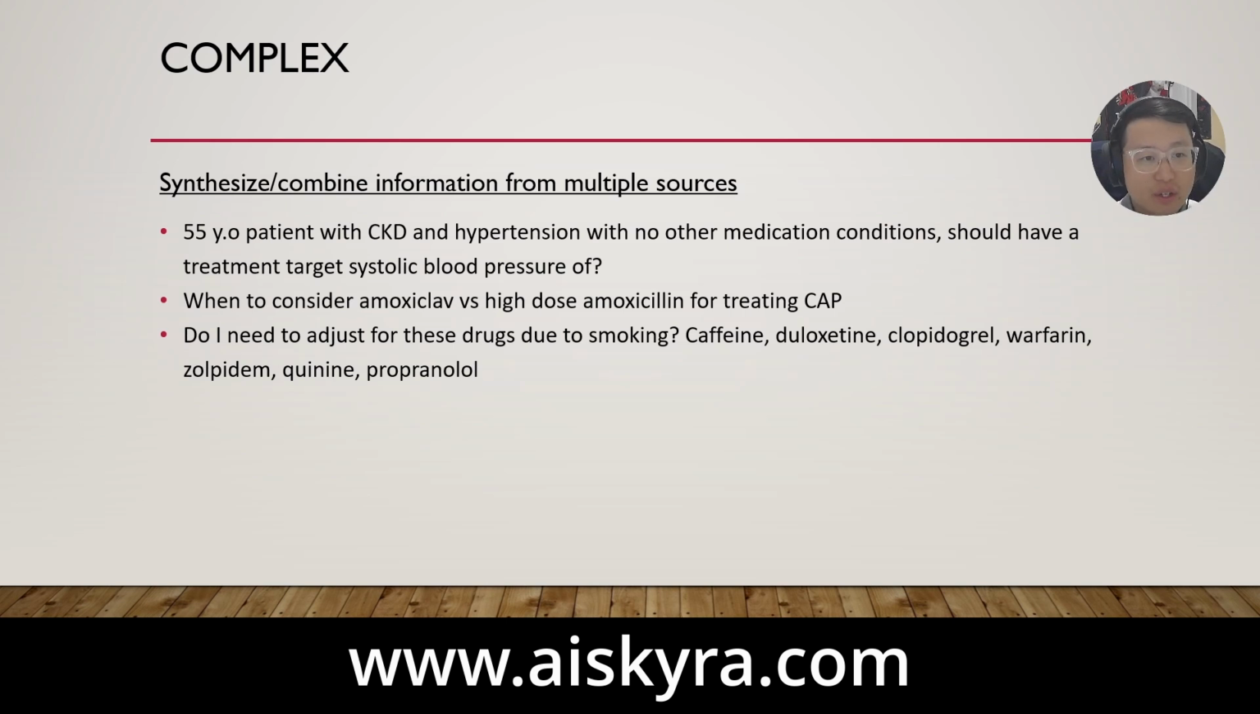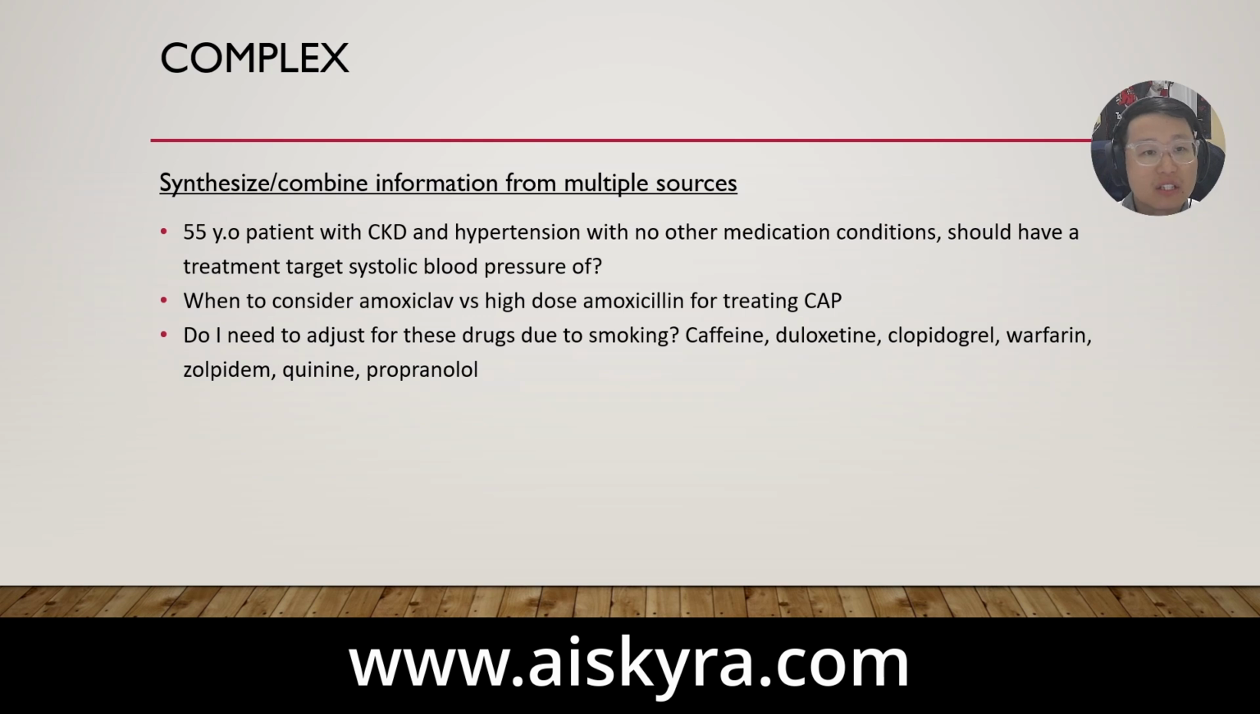So I have a question here. For example, a 55-year-old patient with chronic kidney disease and hypertension, no other medical conditions. What is their target systolic blood pressure? So you can see there's a few different things going on here. It's the age of the patient, plus their other comorbidities such as chronic kidney disease and hypertension, and then it's asking a target blood pressure.